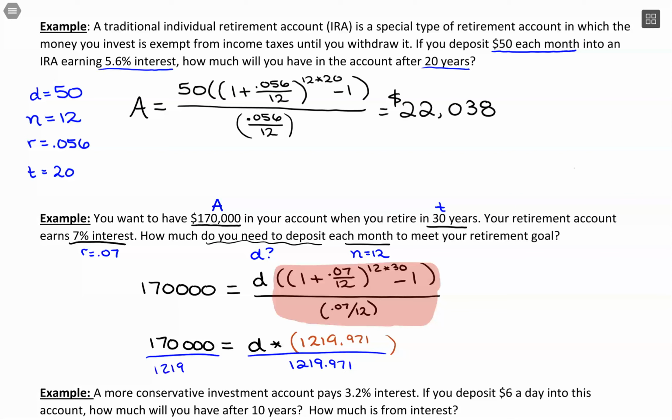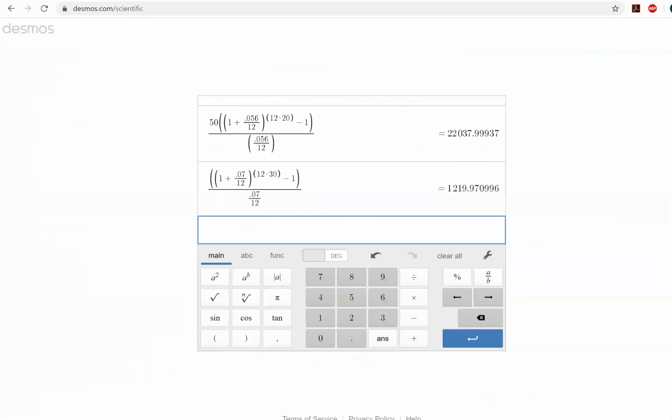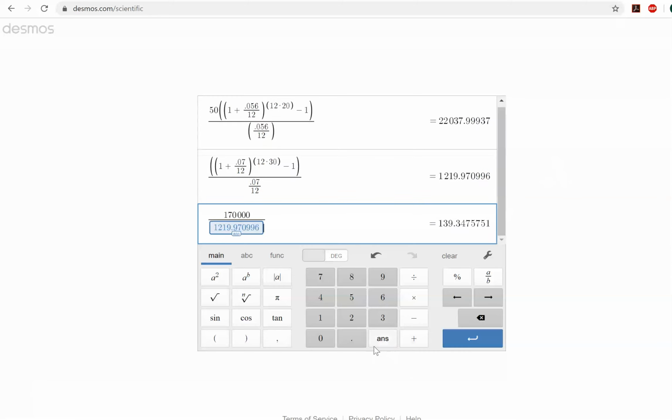And same thing over here. But when I actually calculate to get this final answer, in this scenario, it wouldn't be a huge difference, but it can in other scenarios. We're taking that 170,000 divided by, and then I want to use that answer from up above here. So what we can do is use the answer button so that it will copy and paste the exact value. So 139.35.